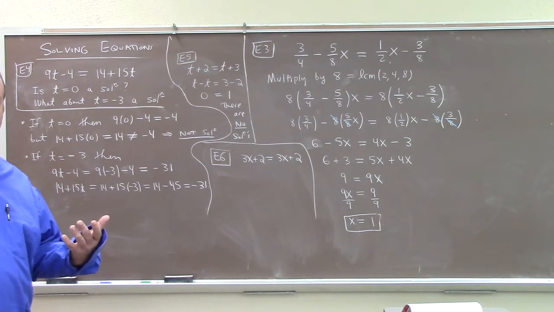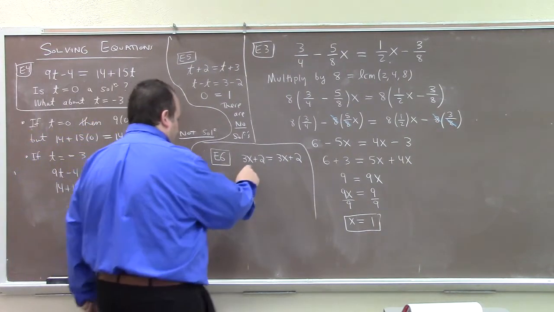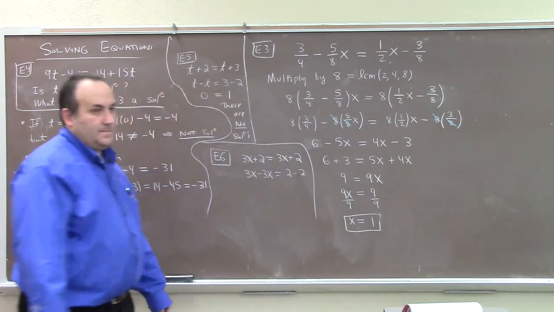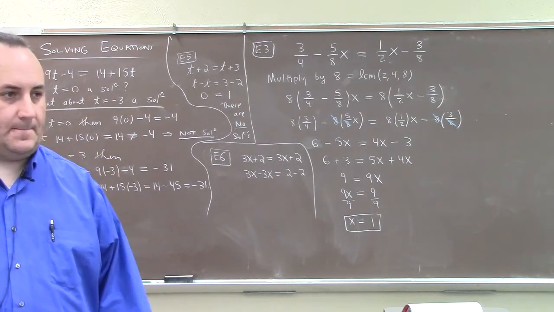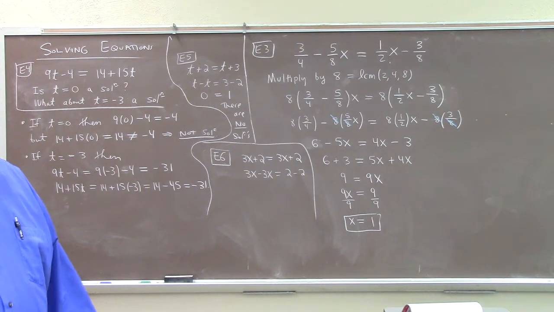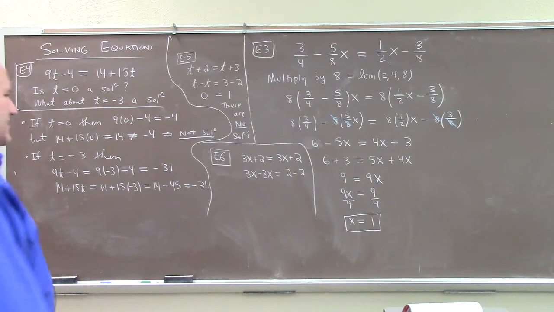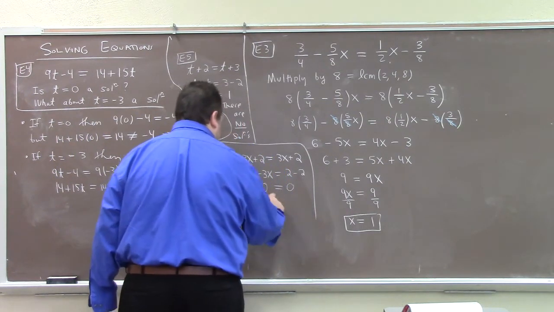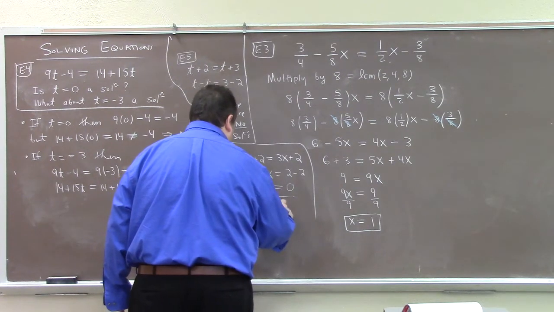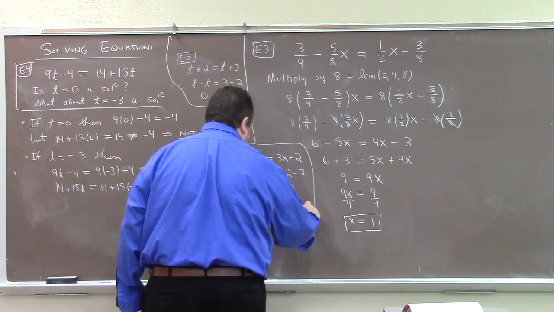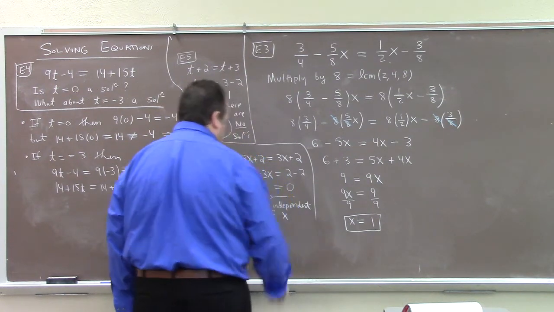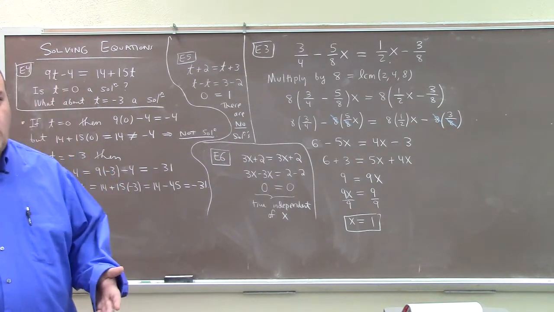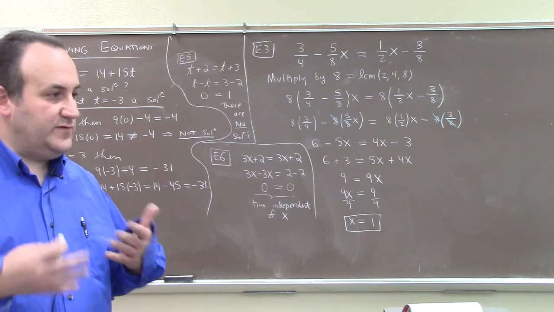If we move all the stuff with x to one side, we get 3x minus 3x, right? So we get 3x minus 3x equals 2 minus 2. Zero equals 0. Hey, that's true, right? What does this mean? So my point is, this is true independent of x. In other words, this equation works for any x that we choose.